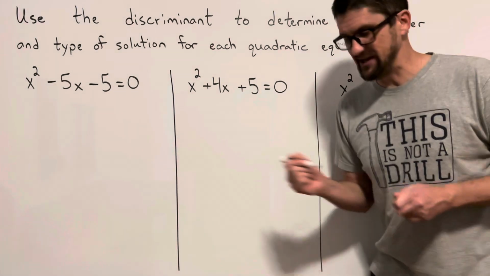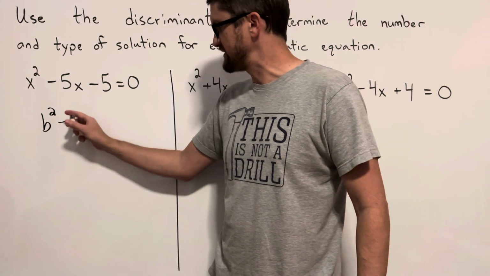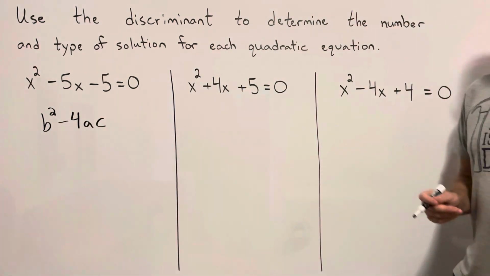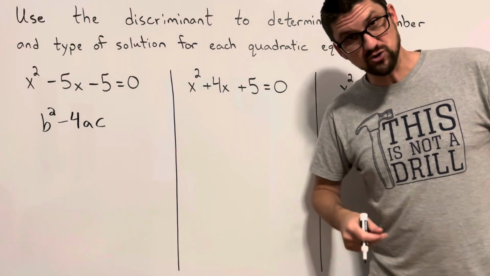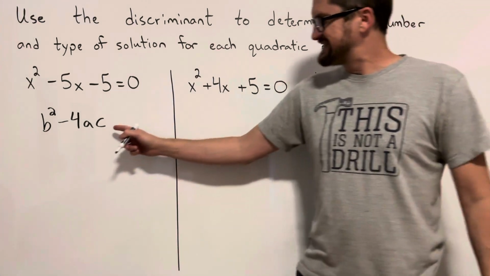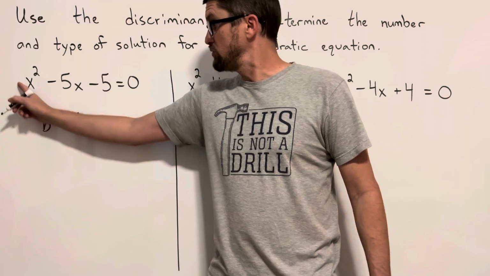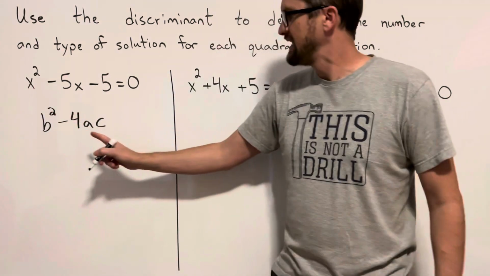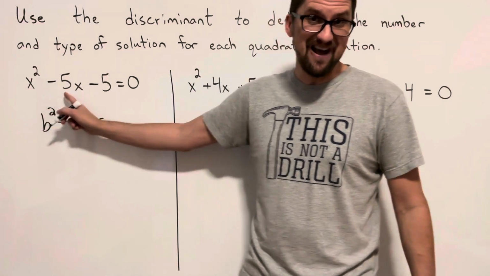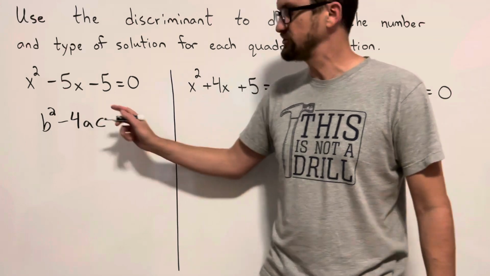The discriminant, if you don't know what it is, it's b squared minus 4ac. That's the inside part of the square root in the quadratic formula. The a, b, and c are the coefficients here. The a is the coefficient on the x squared term, which is 1. The b is the coefficient on the x term, that's -5. And the c is the number over here, which is also -5.